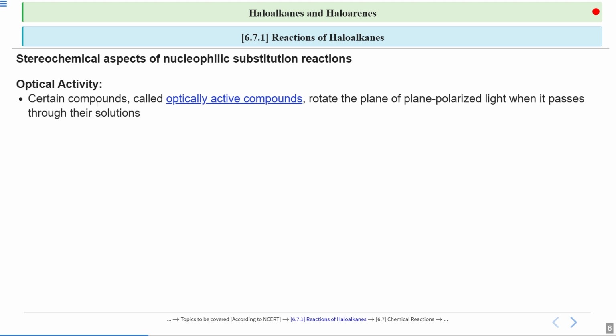So certain compounds, which are called optically active compounds, rotate the plane of plane polarized light when it passes through their solution. Basically, optical activity refers to the ability of compounds to rotate the plane of plane polarized light as it passes through the solution where the compound is present. The compounds that are able to rotate the plane of plane polarized light are called optically active compounds, and this ability is known as optical activity.